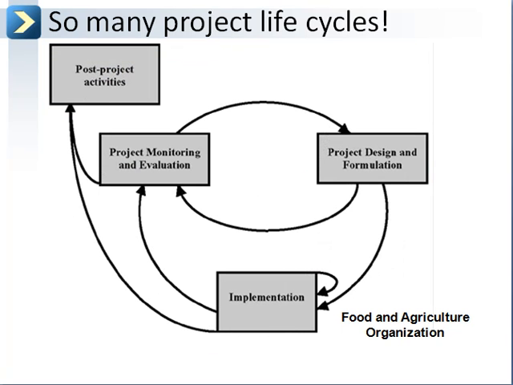The Food and Agriculture Organization uses a different model to interpret their project life cycle, which has a circular feedback loop in the center, which involves project design and formulation, implementation, project monitoring and evaluation, and then ultimately breaks out to your post-project activities. Other sectors also have a culture of projects.